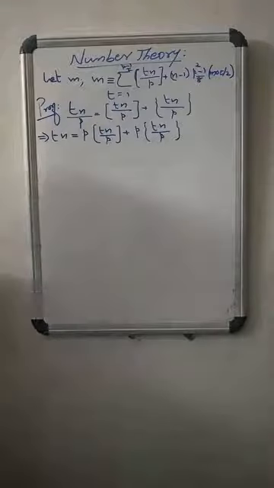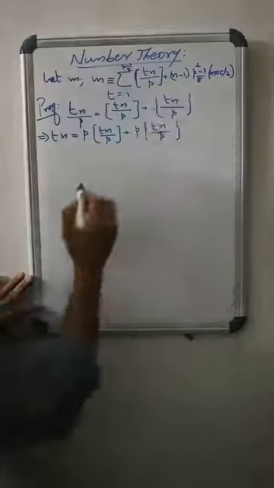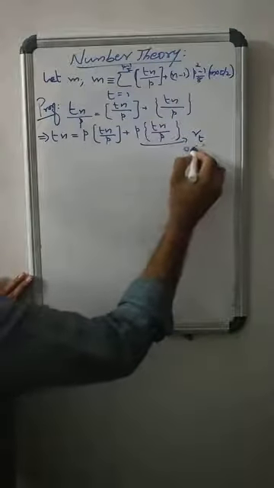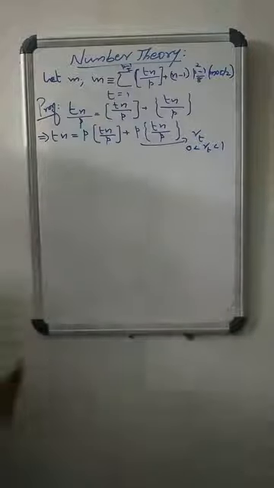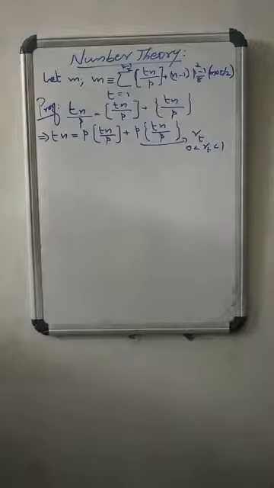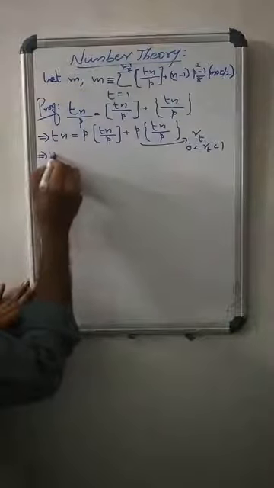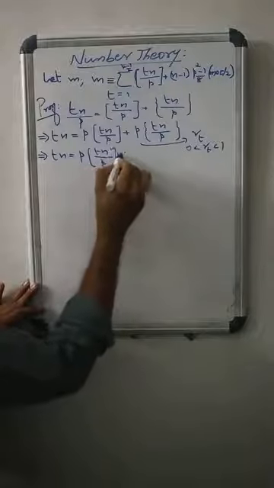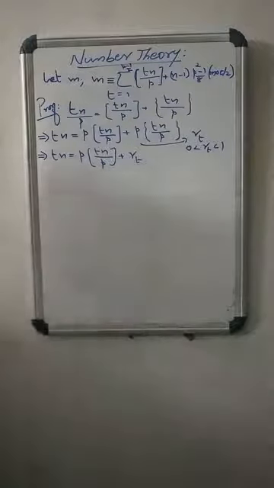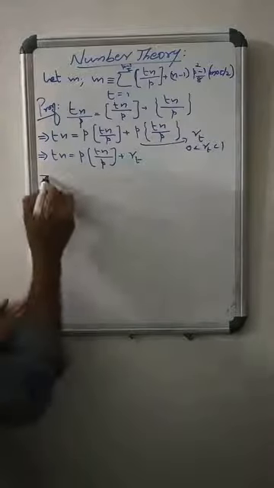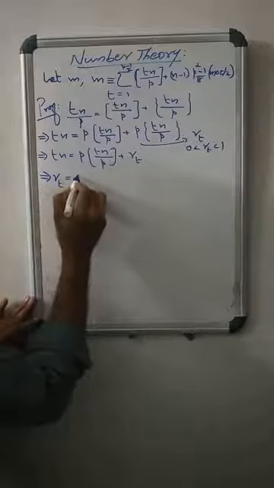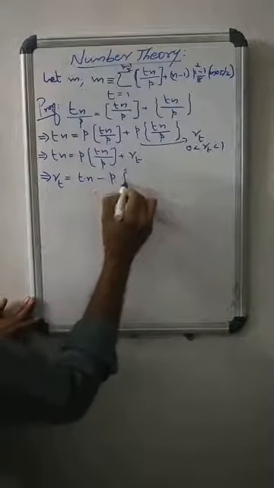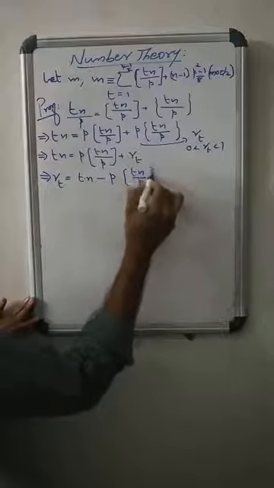Just take p times the fraction part of tn/p as some r_t, where 0 ≤ r_t < p. Agree? That means tn equals p times the integer part of tn/p plus r_t. Clear? Okay. So what is r_t? r_t equals tn minus p times the integer part of tn/p. Mark it as 1.